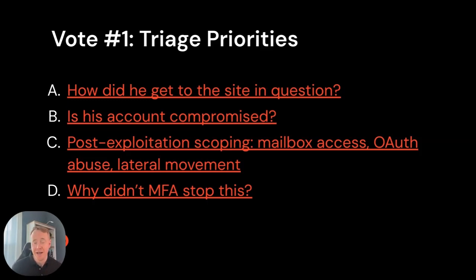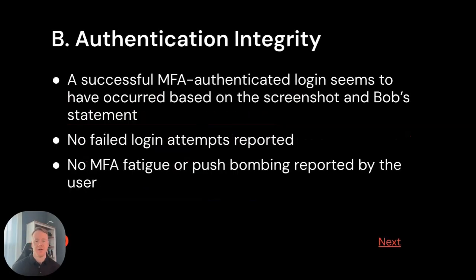So again, let's decide what our triage priorities should be, and I'll leave this to you. Do we need to know how we got to the site? Do we need to know if his account is compromised? Do we need to start getting into post-exploitation scoping? Let's assume that the attacker now has access to Bob's account. Or do we need to do some kind of retrospective analysis, figure out why MFA didn't stop this? If you answered, is Bob's account compromised? I think that's the best triage priority here.